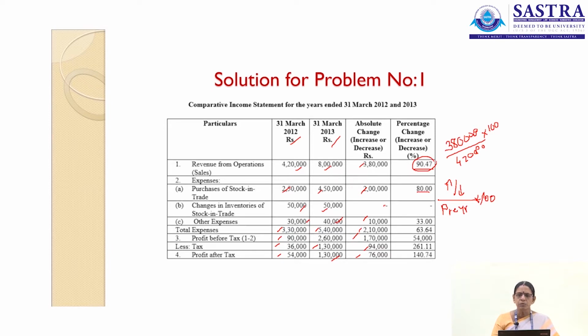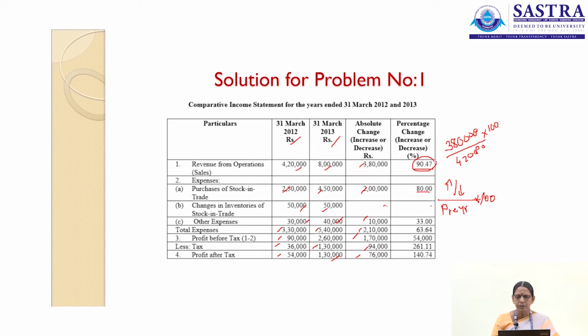So every item should be horizontally compared. So go to your previous period and compare it. So 2,10,000 divided by 3,30,000, I will get 63.64. Profit before tax, we have 1,70,000 divided by 90,000, that will be 54%. Then we have less tax, that is your taxes 94,000 divided by 36,000 into 100 will get 261%.